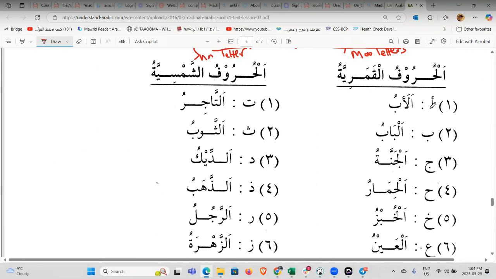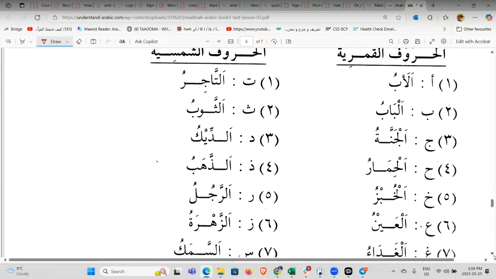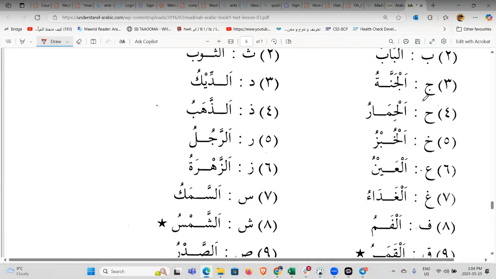So Hamza is a moon letter, al-ab, ba, al-bab. So these are all moon letters. So al-bab, al-jannah, al-hamam, al-khubz. Khubz means bread, by the way. Bread. Al-ain, the eye. It also means a stream.